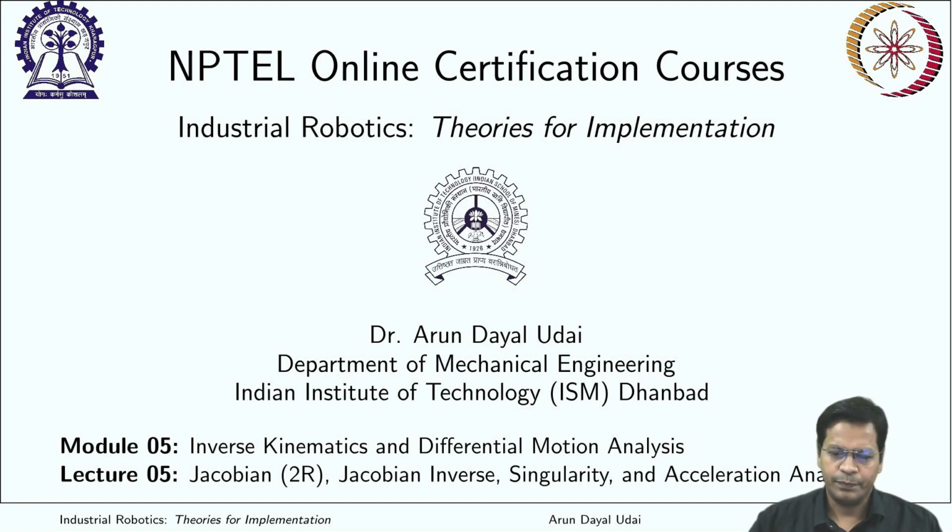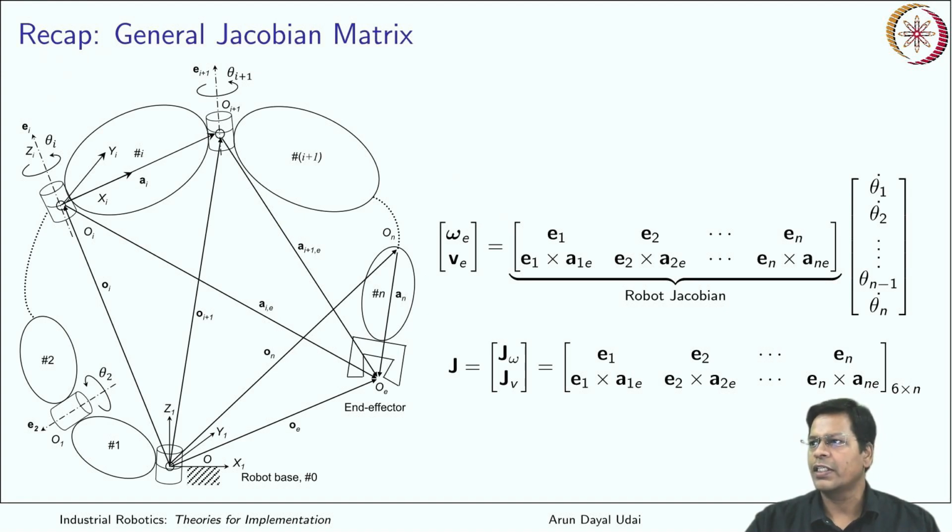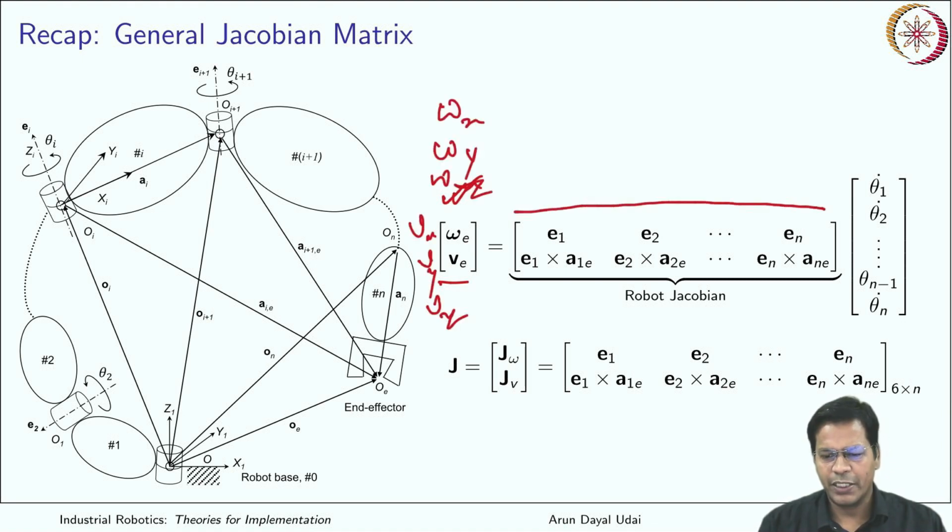So let us move further. This was our general Jacobian matrix. Let us quickly recapitulate what was there. The general Jacobian matrix can be written like this. It consists of an end effector twist, which is a column matrix of 6 by 1. This is the Jacobian matrix and these are the joint rates. In general, it can be written as J omega, JV, which is a matrix written like this. So this becomes your J omega and this becomes your JV.